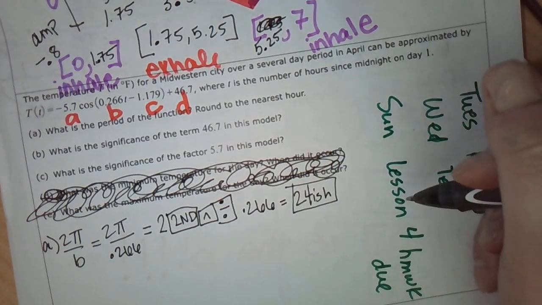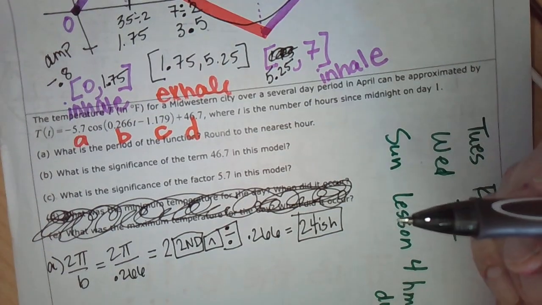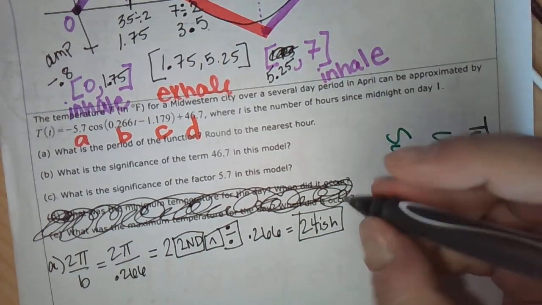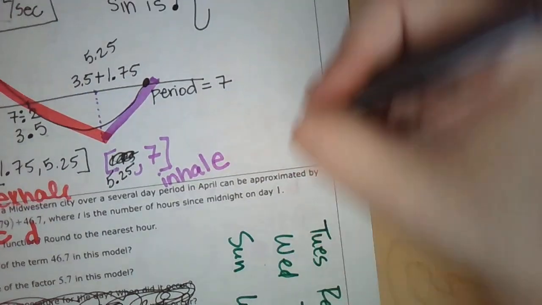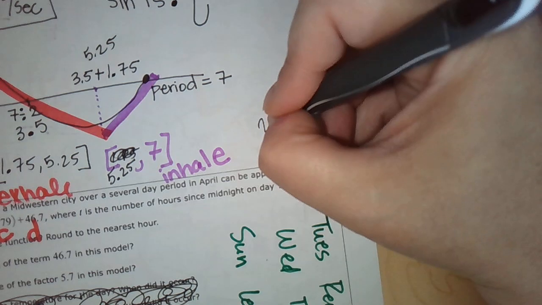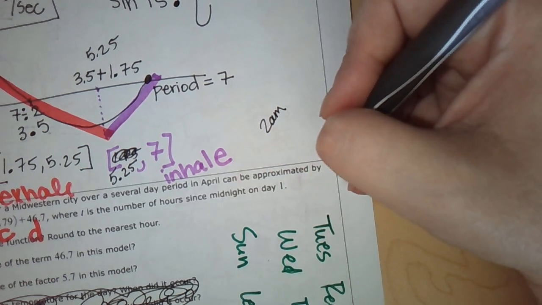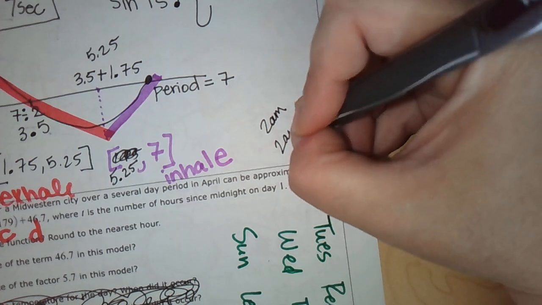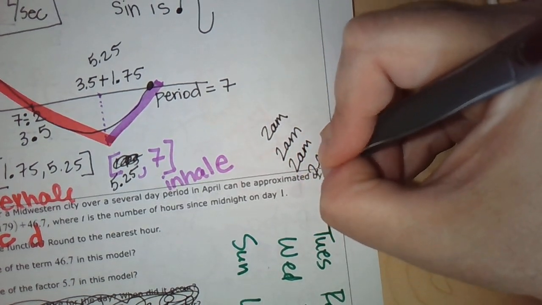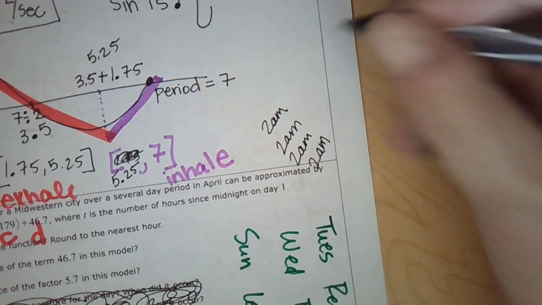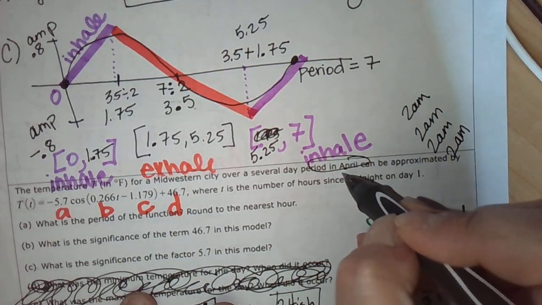So that means this question was talking about temperatures, and it's saying that the period of the temperatures is 24 hours. That makes sense because in Texas, the temperature at 2 a.m. today is probably the same or similar to the temperature of 2 a.m. tomorrow, and 2 a.m. the next day, and 2 a.m. the next day, until the seasons change. Especially in April, okay?